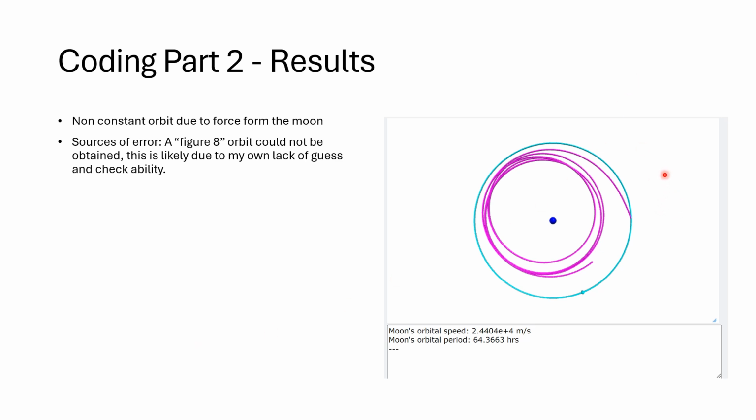You can see that we have a non-constant orbit of our ship, which is labeled in this magenta line, where at different points in its orbit, it's being more affected by the gravitational pull of the moon rather than the planet. And sources of error, we were instructed to find a figure 8 orbit, but I could not obtain this. And this is likely due to my own lack of guess and check ability, and I can't sit here for hours and hours and try to get that.